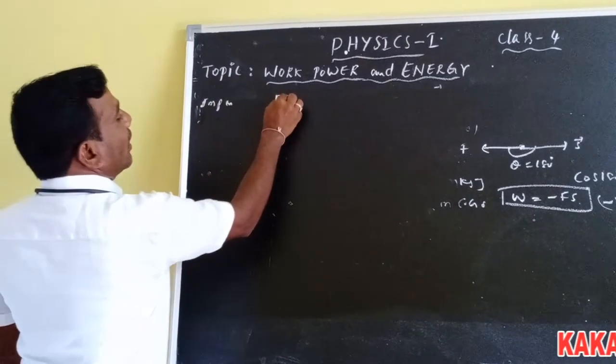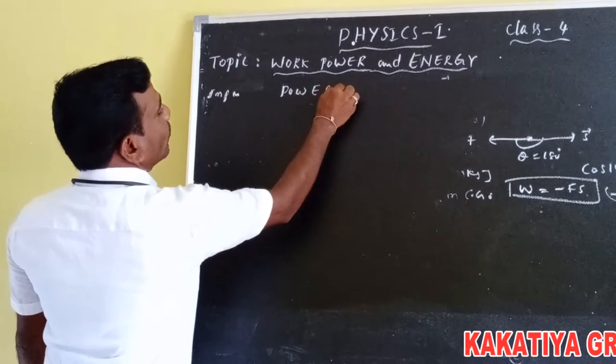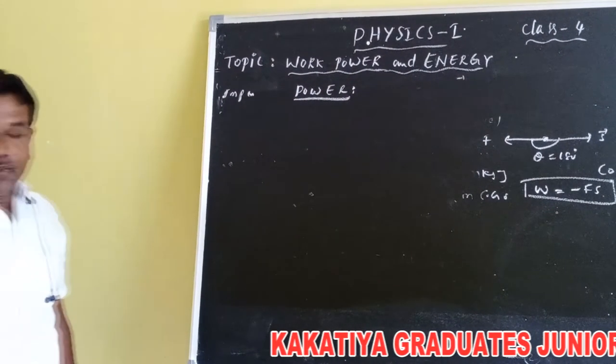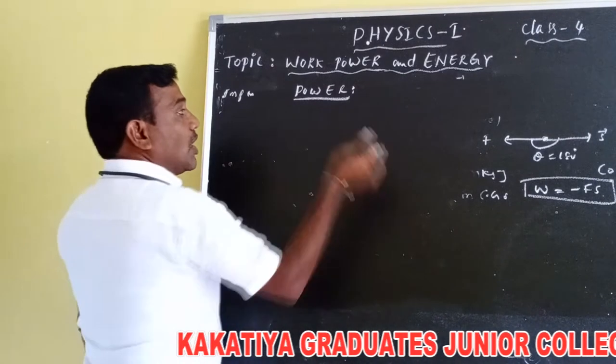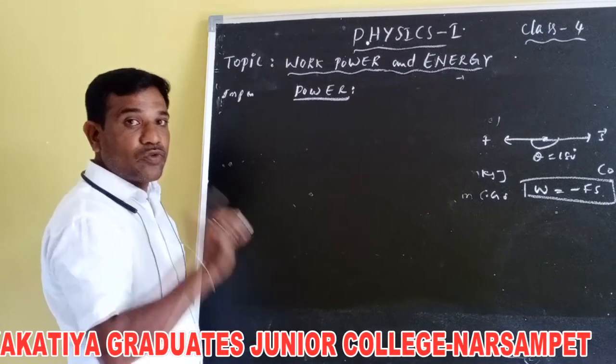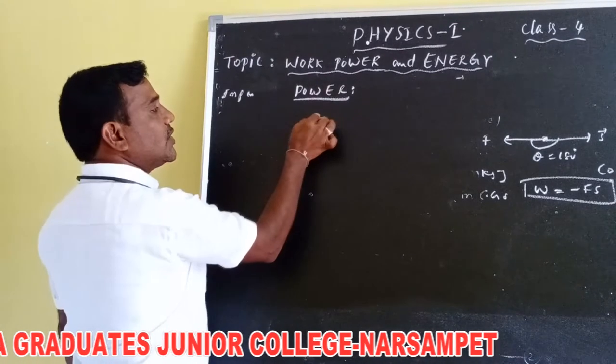What is power? Very, very important. So what is power? A simple definition. The rate of doing work is called power. The rate of doing work is called power. It is denoted by P.